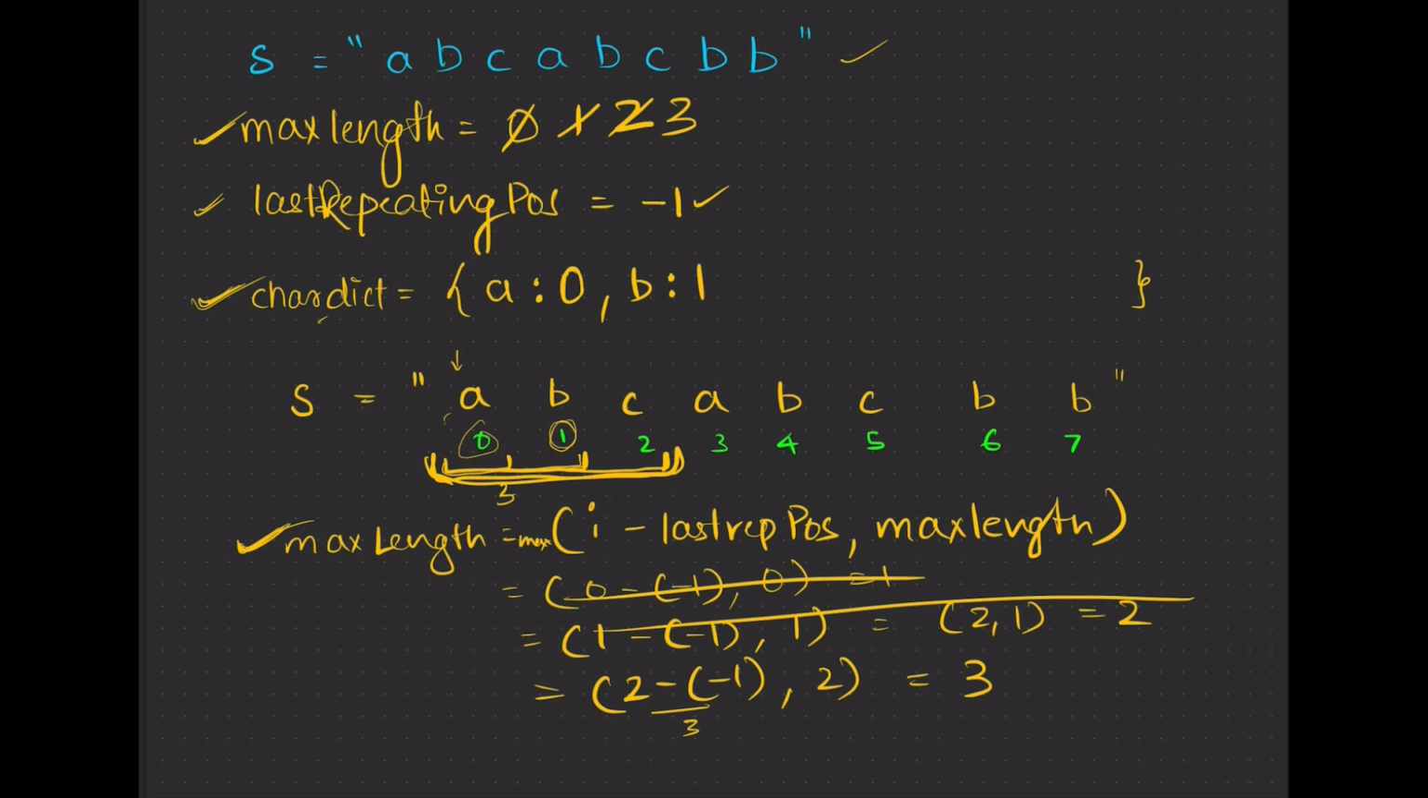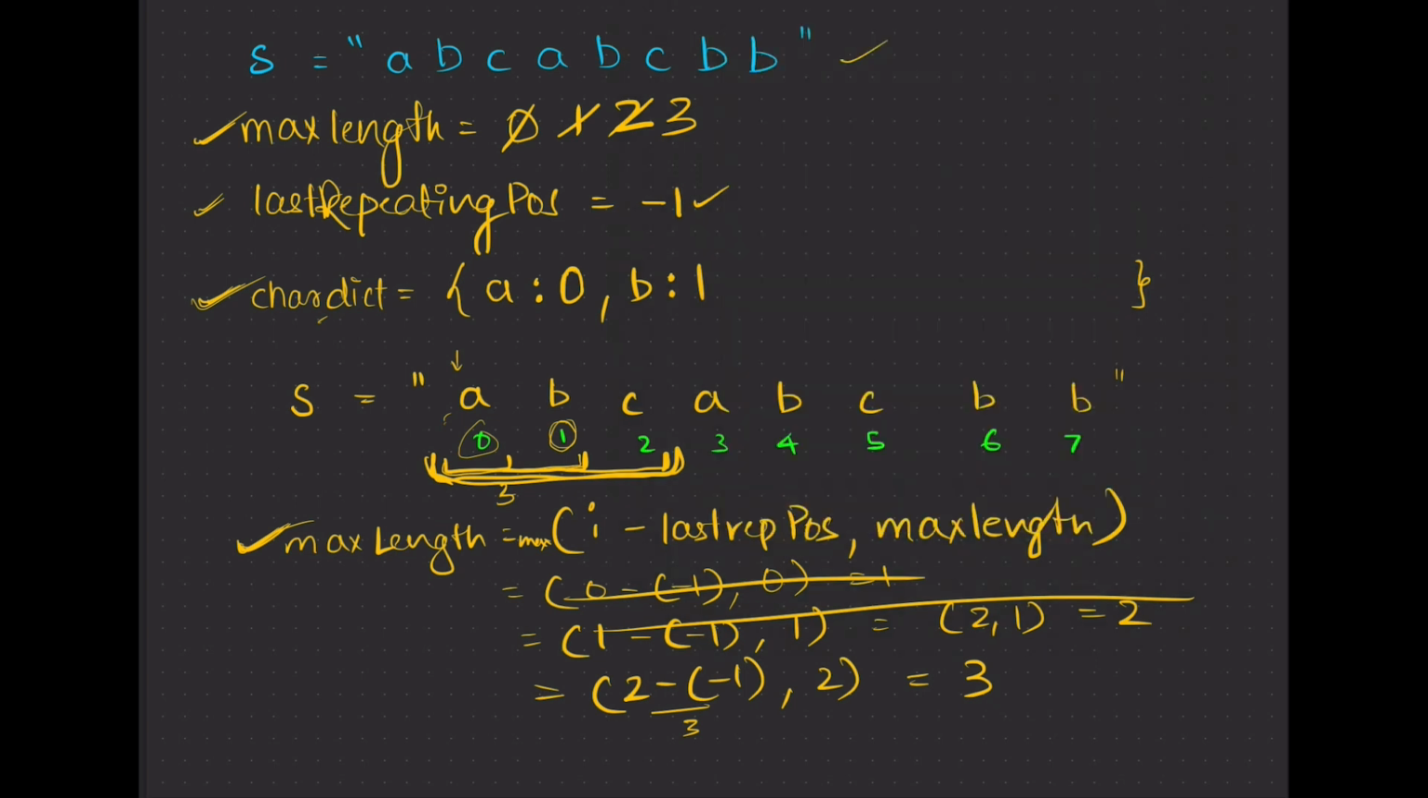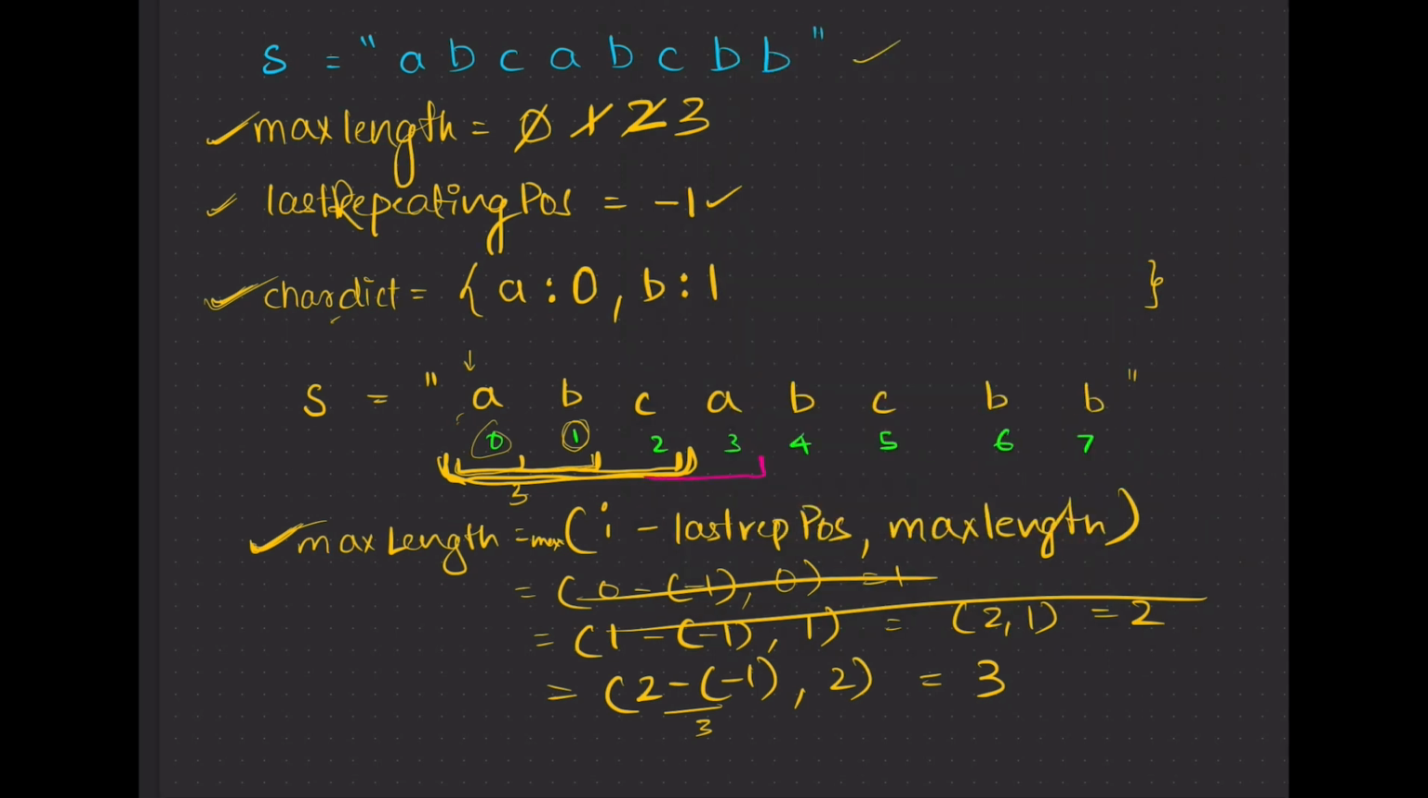Now let's change colors just to make some distinction. Now if you want to check for A here, if you want to check for index 3, we can see that this element already exists in here. So what do we want to do? If it exists in here, we want to update this as 0, as this here.